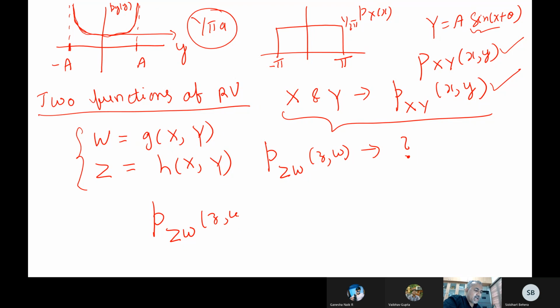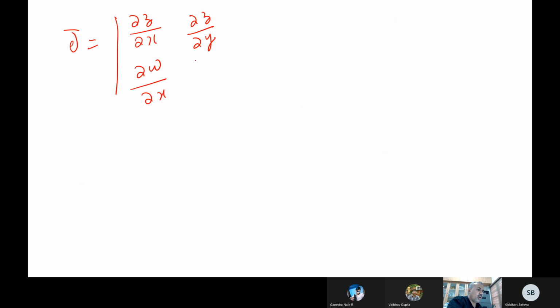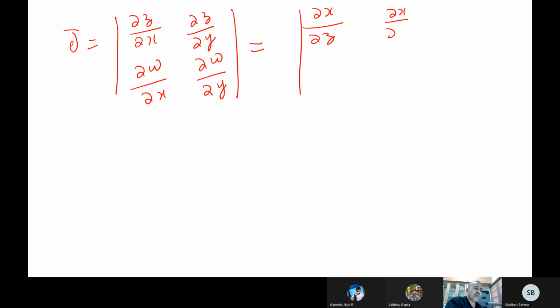So p(z,w): the expression remains the same, no change, in terms of x comma y. But now you have to include this Jacobian. I will write this as the modulus of J. Generally we can find it like this: ∂z/∂x, ∂z/∂y, ∂w/∂x, ∂w/∂y. Or I can also find it in reverse, that is ∂x/∂z, ∂x/∂w, ∂y/∂z, ∂y/∂w, the inverse basically. So I can find the Jacobian this way also.